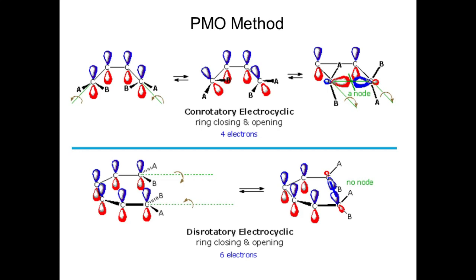Here the image shows different colors, blue and red. Here A and B. So here the conrotatory electrocyclic ring closure and opening of 4 electrons, here a node is formed. Here it is closed like this. And the same is the disrotatory electrocyclic ring closure and opening of 6 electrons. Here the 4 electrons, here the 6 electrons. No node will be formed, right?